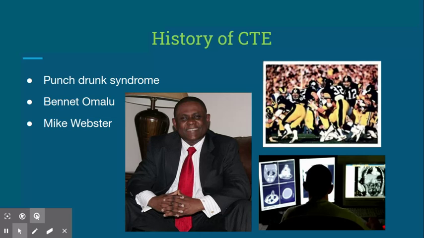So who is Mike Webster? Mike Webster was a center for the Pittsburgh Steelers, and after his football career ended a few years later, he went crazy. He got CTE due to a lot of head collisions from playing for the Steelers. He died September 24th, 2002 at the age of 50 due to a major heart attack. But what truly killed Mike Webster is CTE.